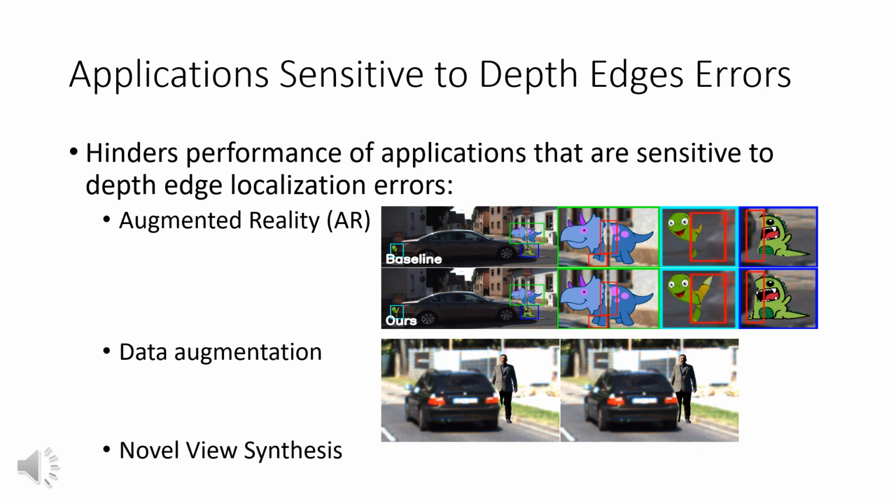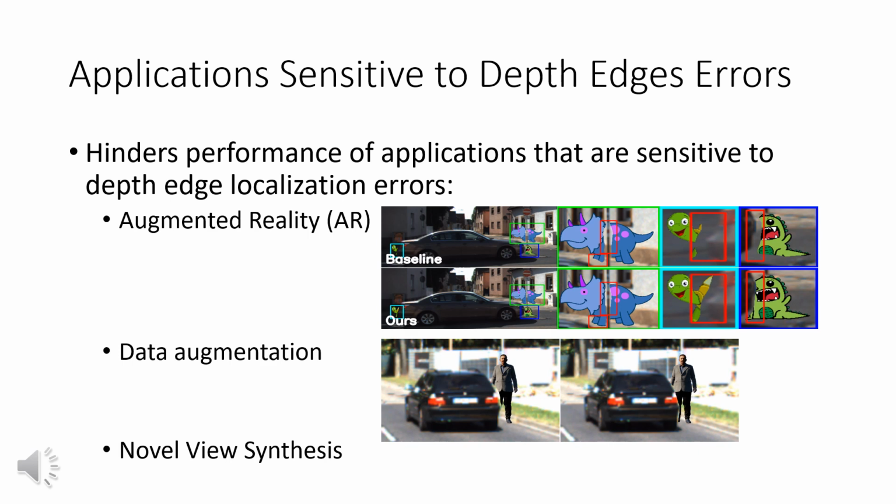For example, in augmented reality applications, when rendering a virtual object to be placed in the scene, the object is required to naturally blend in the scene. This requires the computation of occlusions, which relies on accurate depth edges. Another example for a similar application is data augmentation for training neural networks, where an object is relocated or inserted in some place in the scene. As in augmented reality applications, a successful blending of such an object depends on accurate occlusion computation that depends on accurate depth edges.